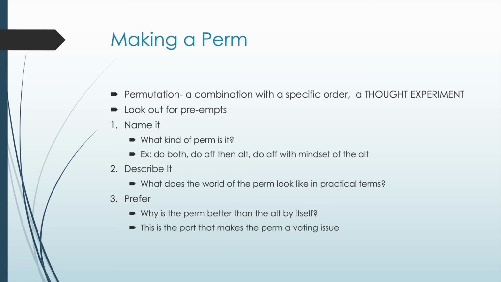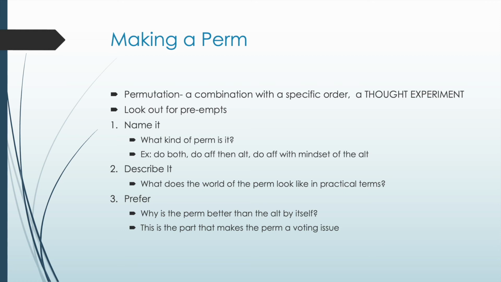Or do we do the AF with the mindset of the alt maybe? There's all sorts of different combinations and ways that 2 actions can go together. But as long as the AF comes first, and at the end of the debate I have to sign AF in order to prove the perm correct, then it is a valid perm.